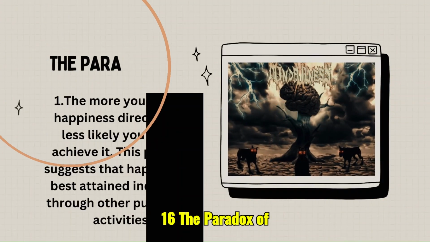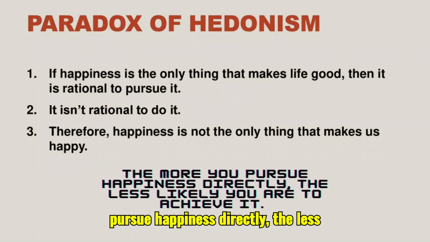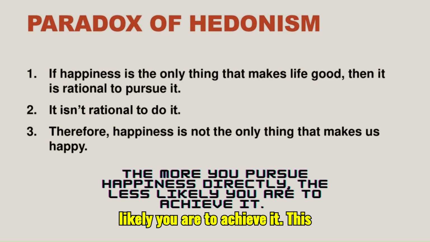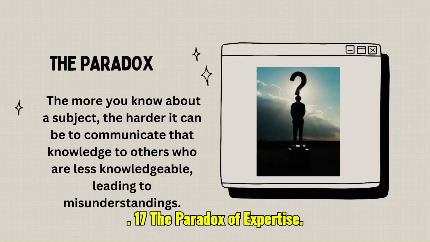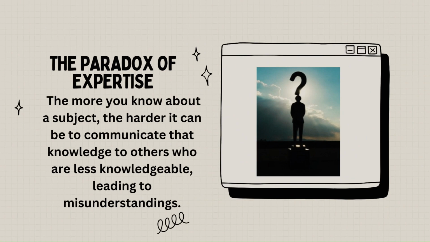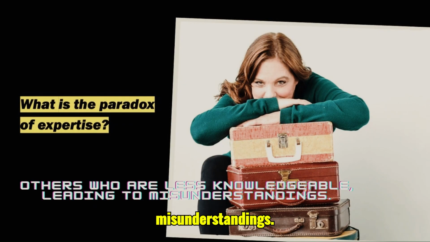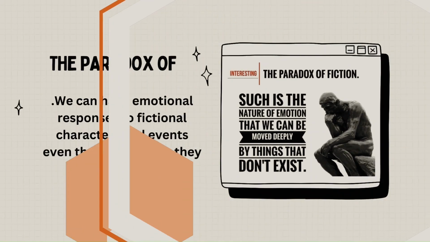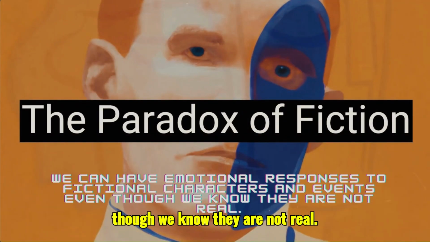16. The paradox of hedonism. The more you pursue happiness directly, the less likely you are to achieve it. This paradox suggests that happiness is best attained indirectly, through other pursuits or activities. 17. The paradox of expertise. The more you know about a subject, the harder it can be to communicate that knowledge to others who are less knowledgeable, leading to misunderstandings. 18. The paradox of fiction. We can have emotional responses to fictional characters and events even though we know they are not real.